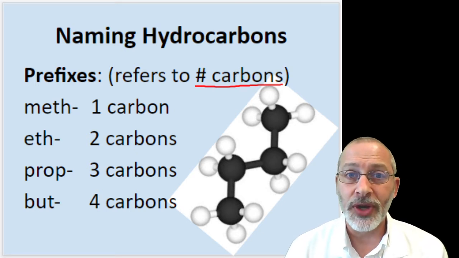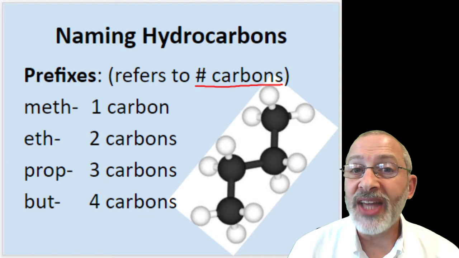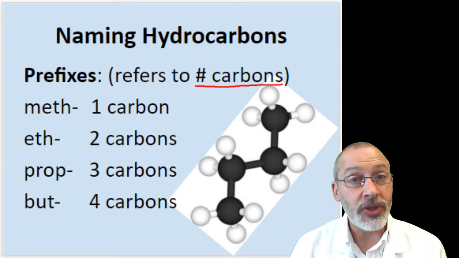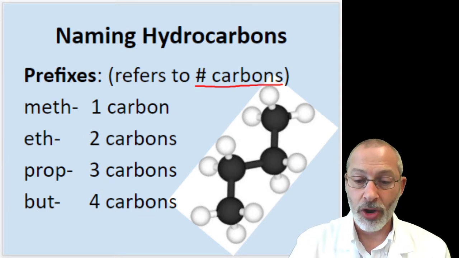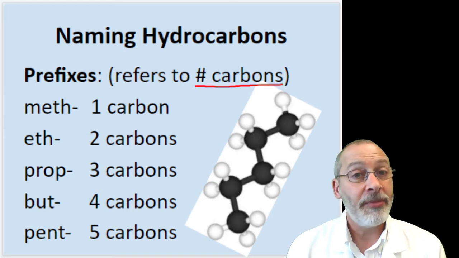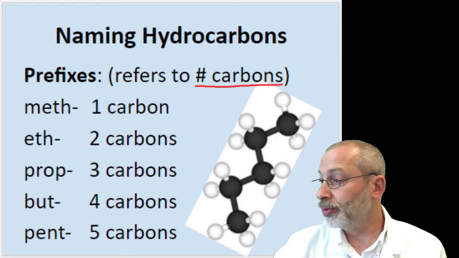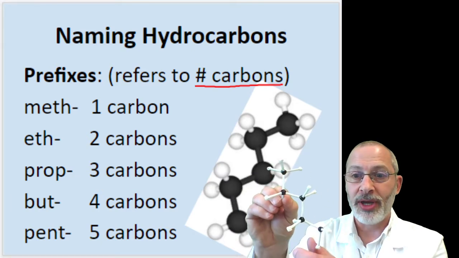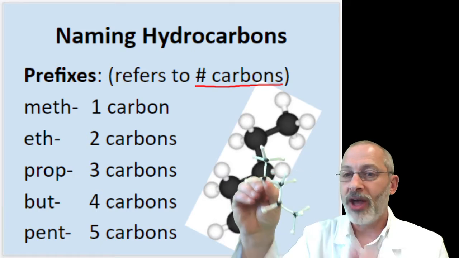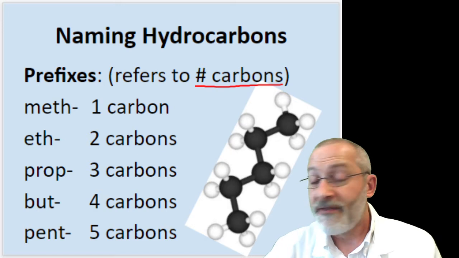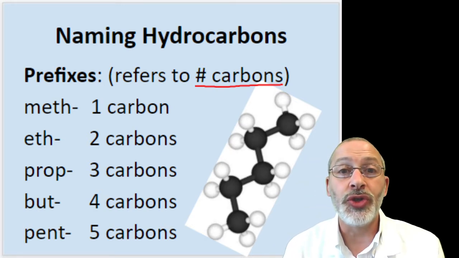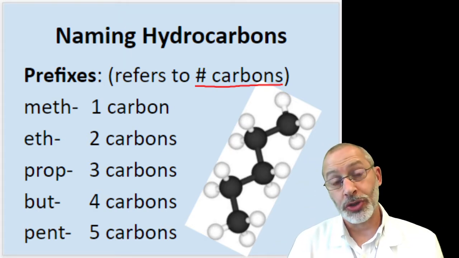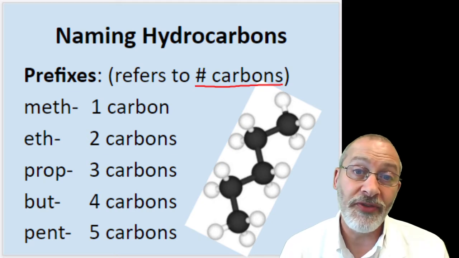Cigarette lighters are filled with butane. Butane. But refers to 4 carbons. 5 might sound familiar to you. Here is a model with 5 carbon atoms. 1, 2, 3, 4, 5. Yep, I grabbed the right one. Pent refers to 5.